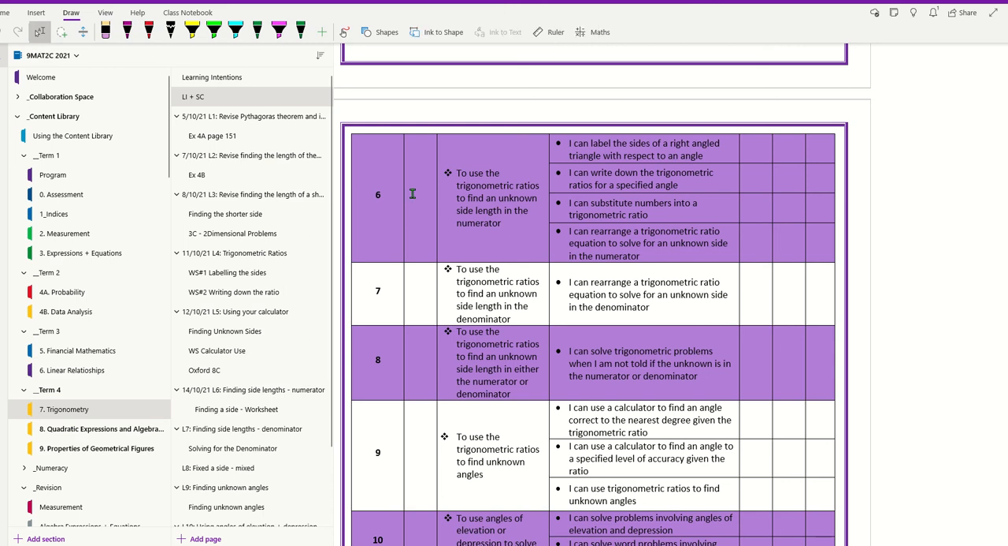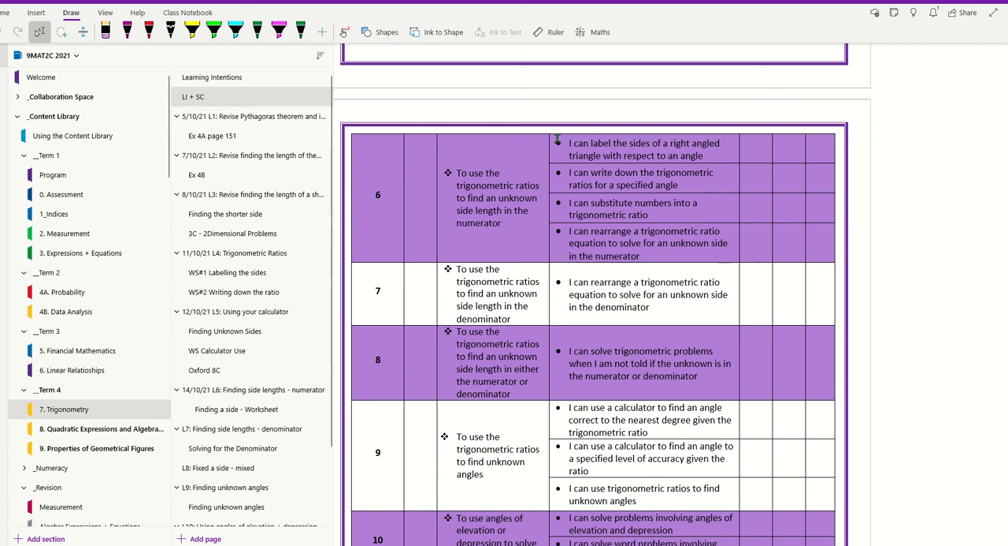Hello, Year 9. Today is our sixth lesson in this topic, and today we're going to use the trigonometric ratios to find an unknown side length in the numerator. Remember that the numerator is something that we have when we talk about fractions. The numerator is on the top, the denominator is on the bottom.